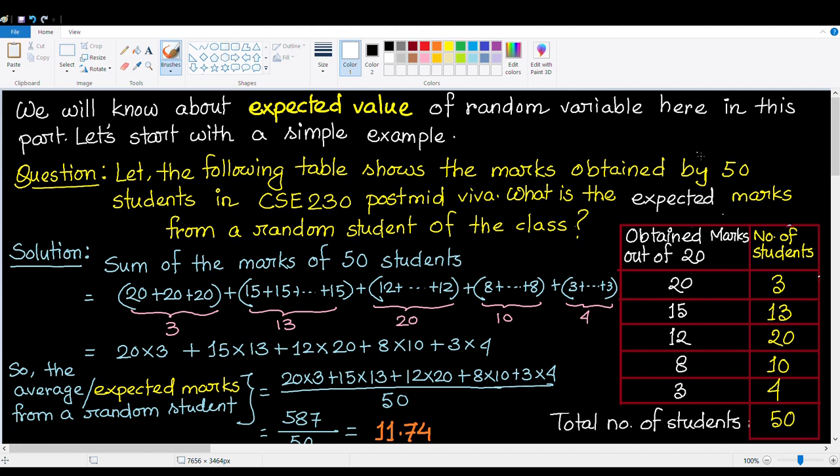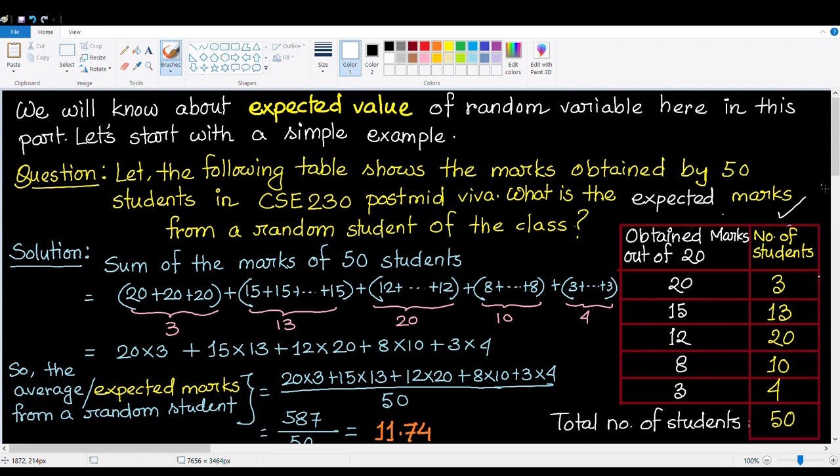Like always, let's start with a simple example. The question: let the following table show the marks obtained by 50 students in CSE230 post mid viva. So this is the table showing the marks of 50 students. What is the expected marks from a random student of the class?